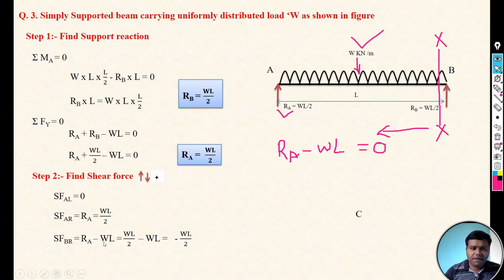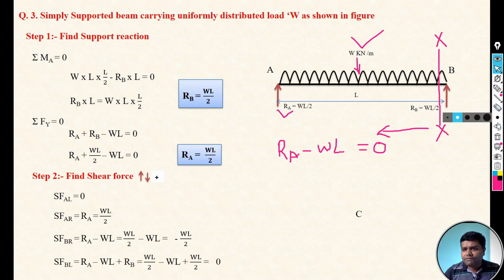B left is Ra minus WL, where Ra is WL by 2, minus WL. So WL by 2 minus WL is minus WL by 2. Already we have discussed how that equation is solved in the support reaction, so likewise we can solve here also. Just take the WL by 2 as common, the remaining term is 1 by 2 minus 1. So 1 by 2 minus 1 is minus 1. Already we have discussed it, so just revisit the earlier videos and look at how we have calculated.